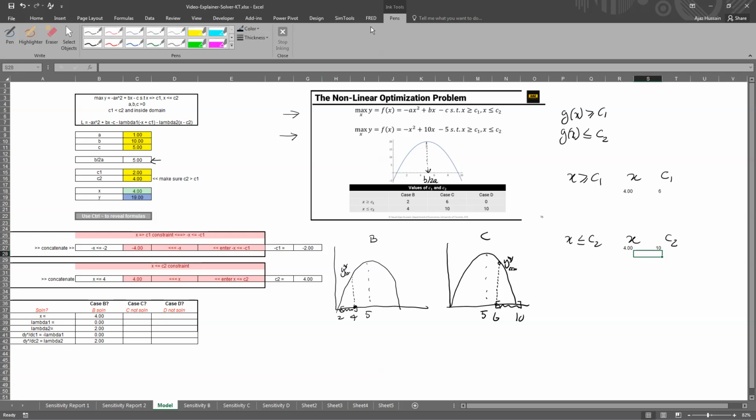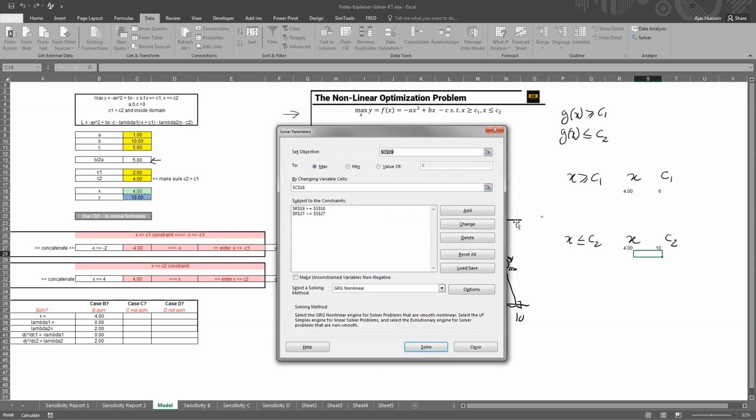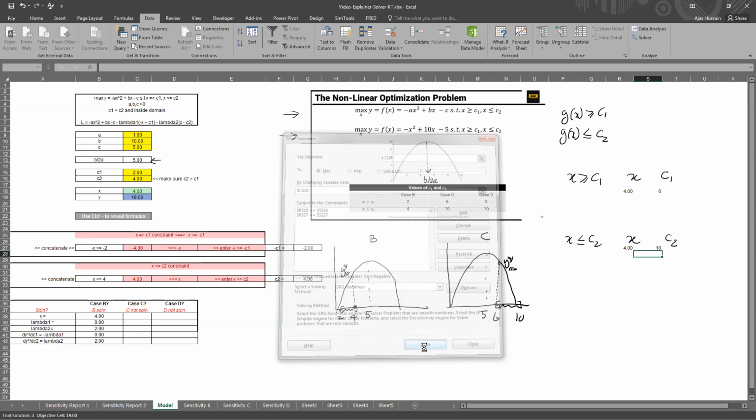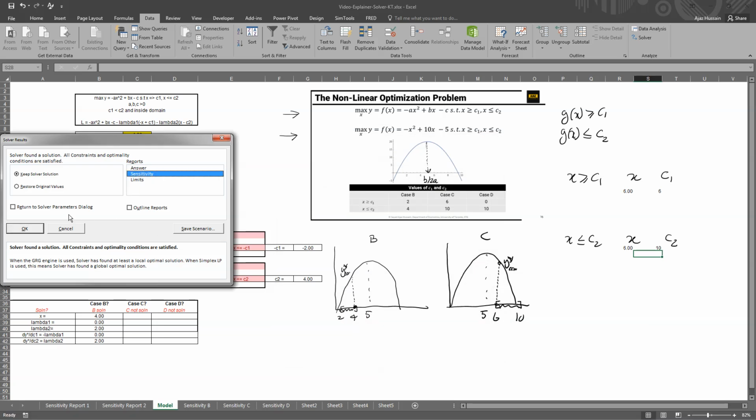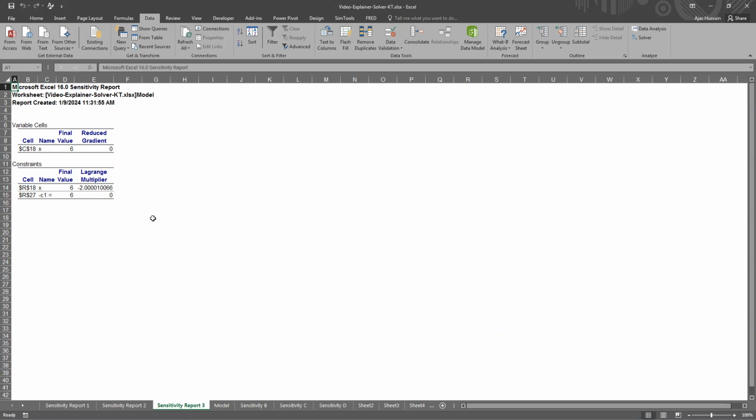Let's try one more time. Let's go to Data, Solver. I change nothing. I solve it, ask for the sensitivity report, and then you will notice in the third one, you get -2 and 0. And the question is, is that the right one?